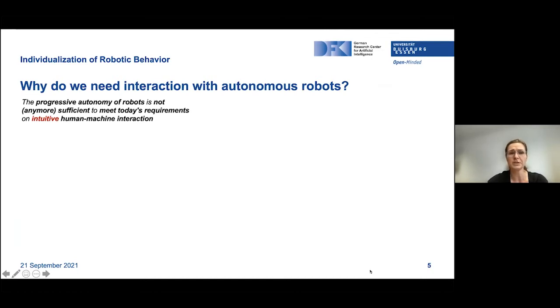So why do we need that? The progressive autonomy of robots is not, or maybe not anymore, sufficient to meet today's requirements for intuitive human-machine interaction. So now the question is why? Why is it not sufficient, or why is it not anymore sufficient?